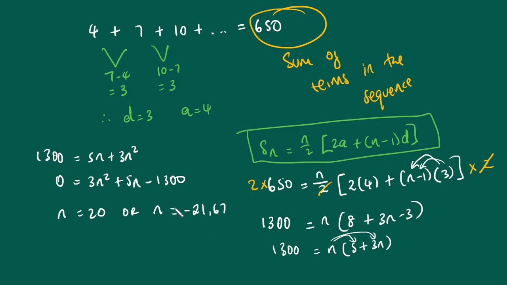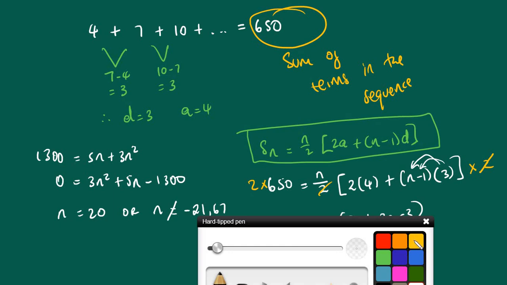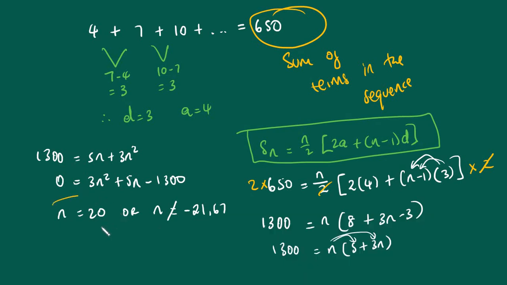So remember that n can be negative, so we say it's not a solution. So our n is 20. So what does this n mean? This means we should be very, very happy because now we know how many terms there are. Therefore, this means they added 20 terms, right?